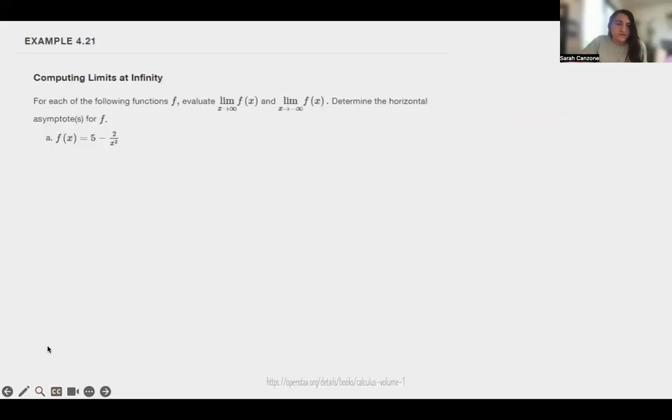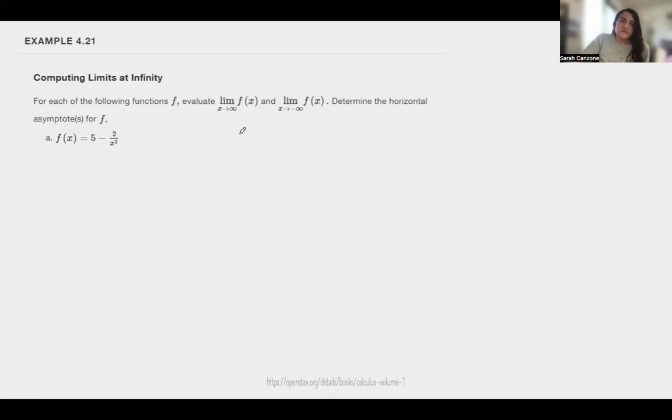All right, so let's just do a quick example. For each of the following functions, well, we just have one, evaluate the limit as x approaches infinity of f of x and the limit as x approaches negative infinity of f of x. What we have to consider when we're looking at functions is the positive versus the negative infinity and how that plays a role in the function.